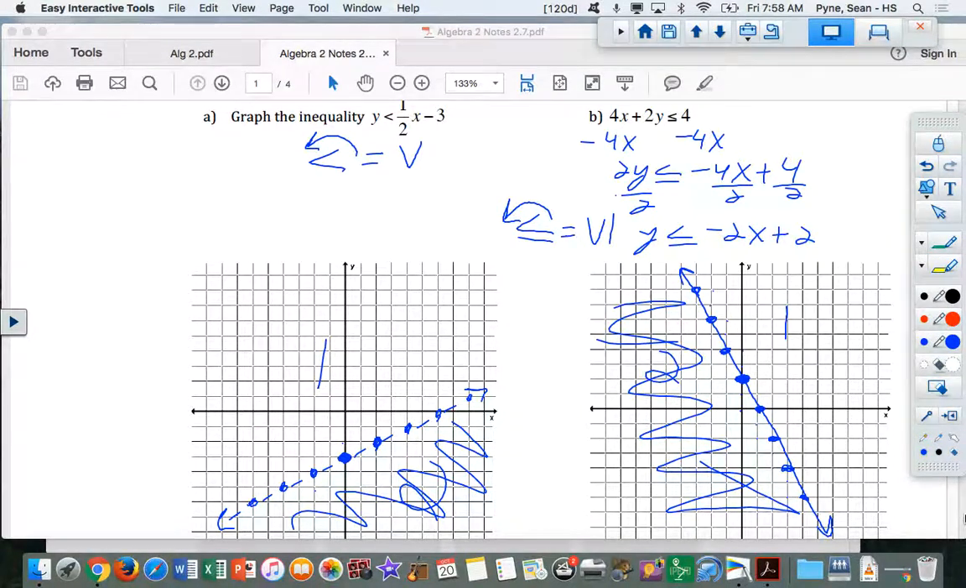Any questions so far? No. All right, let's move on. You always turn it that way, always to the left.